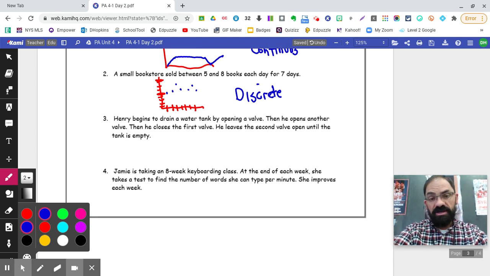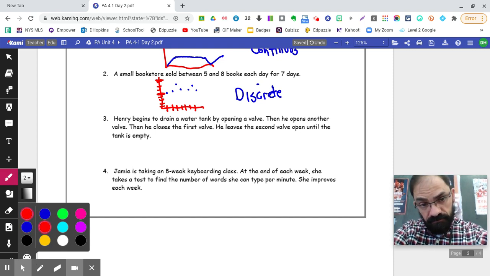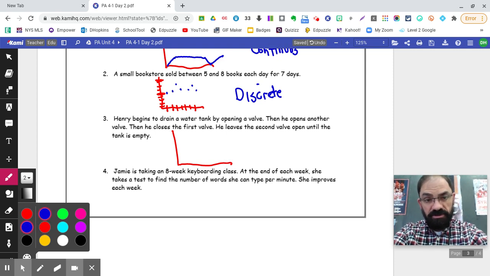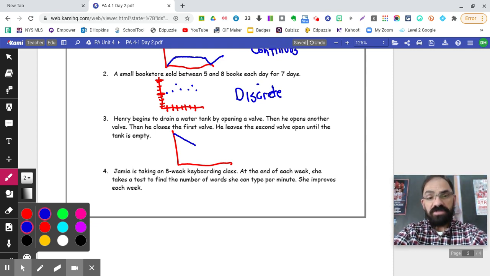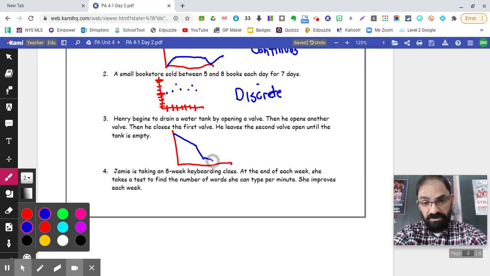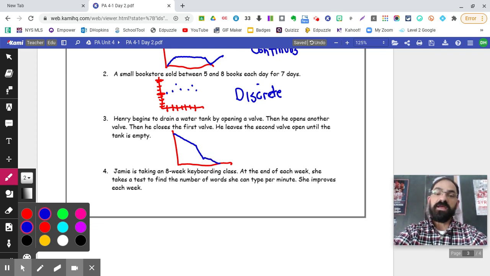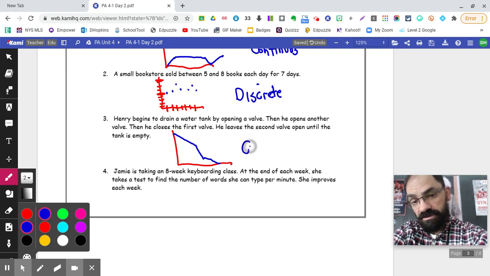Henry begins to drain a water tank by opening the valve. So he opens a valve and what do you know? Water comes out, right? Then he opens another valve. What happens when he opens a second valve? Water comes out faster, or it drains faster. Then he closes the first valve, so then it slows back down to where it was until the tank is empty. Again, this is continuous.